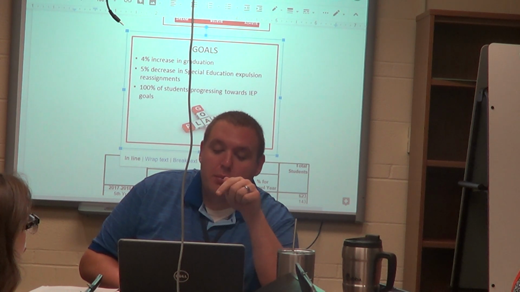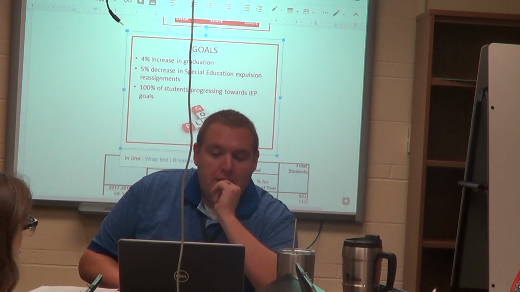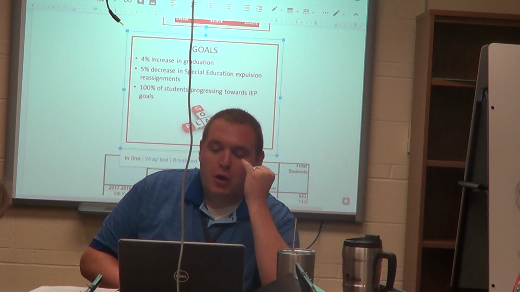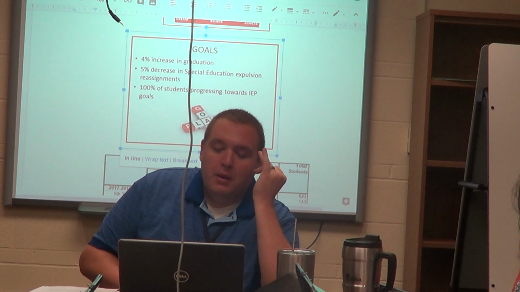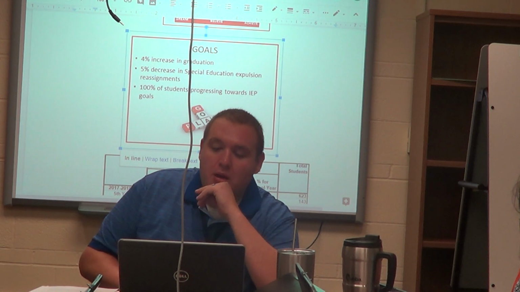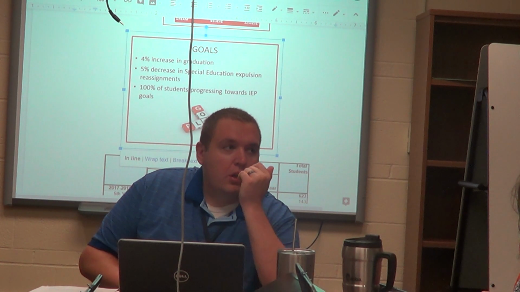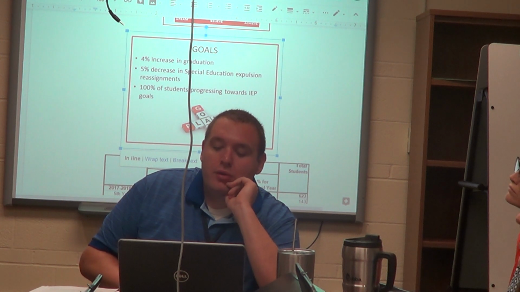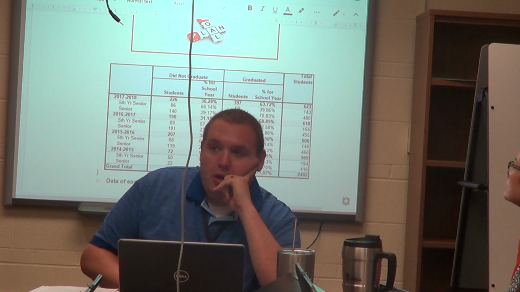And then the last goal we had was 100% of students making progress towards their IEP goals. To me, that is going to be the hardest one because we have to look at the baseline data. Are we taking relevant baseline data? Are we writing the appropriate IEP goals? Are we progress monitoring the right pieces? So that's going to be the hard one, especially for high school because a lot of our goals are reading and math. And iReady doesn't do a good job of progress monitoring for our students, so we are coming up with alternatives to that.